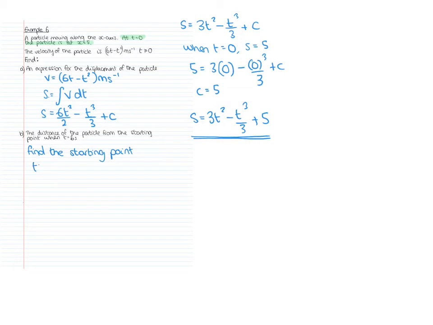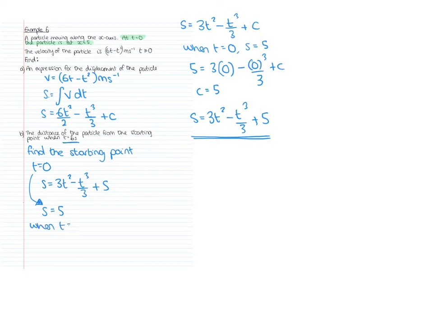So when it starts, t is 0. And we've got our expression for s. So when t equals 0, s equals 5. Okay, so starting point is s equals 5. And then we want to know, well, where is it when t is 6?